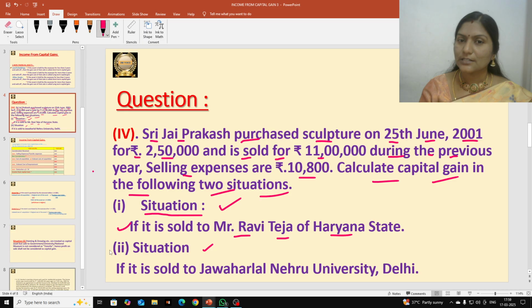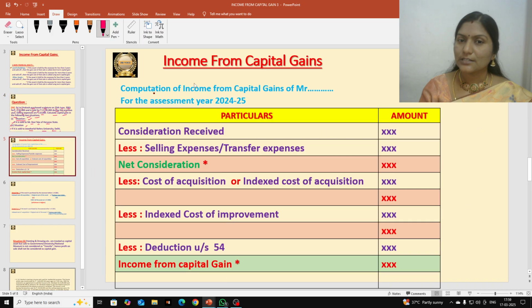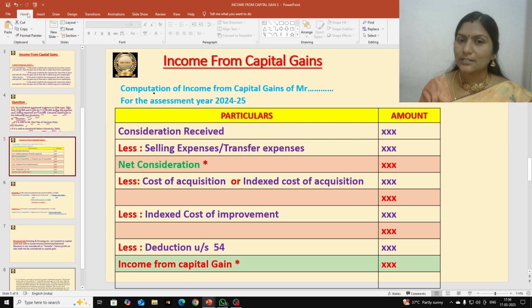And situation 2 is if it is sold to Jawaharlal Nehru University, Delhi. Suppose the same sculpture is sold to Jawaharlal Nehru University, Delhi, then how are you going to calculate? This is what they asked. We are going to do the same problem under two different situations. Let us go into that. First, let us take the first situation. Now we are going to calculate this under the first situation, students. Hope everyone understood the question.